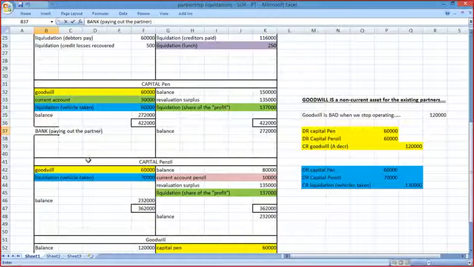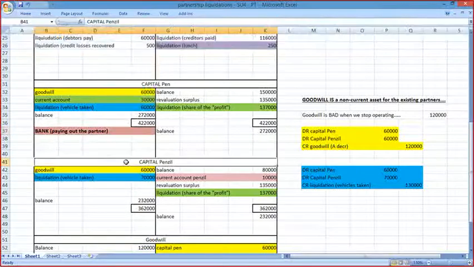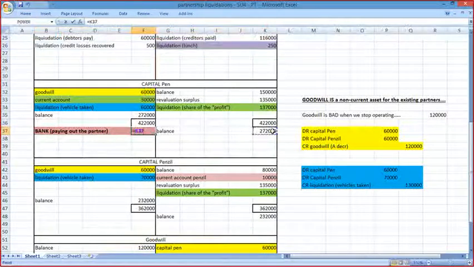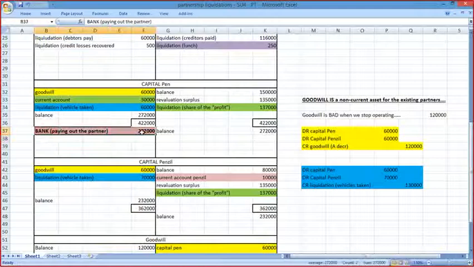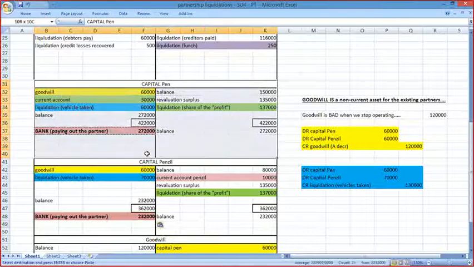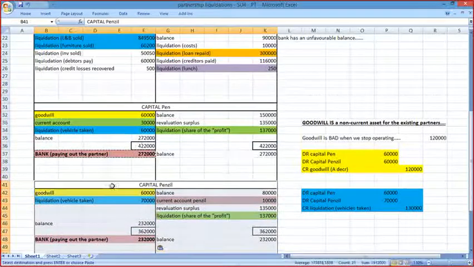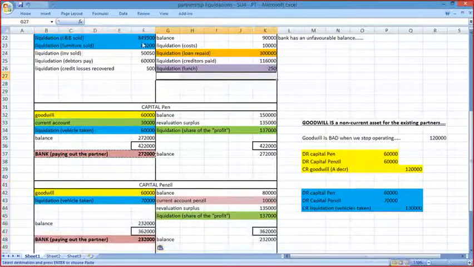There's the last bit. You're paying out the partner. The partner will be paid out that amount. And the same thing here for this partner. Do you see that? Yes. So have I closed off pen? Yes. Have I closed off pencil? Yes. And where must that go? It must go to the bank.